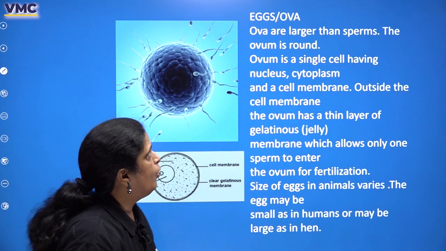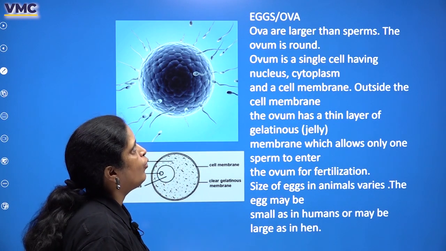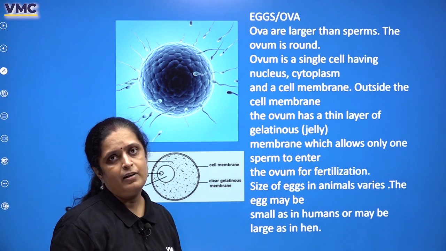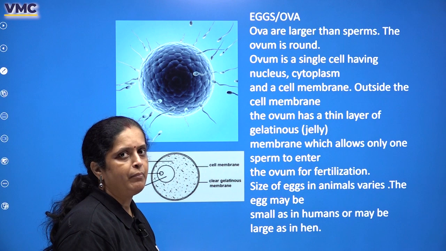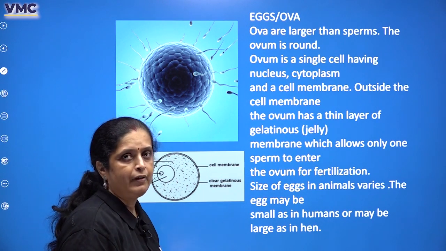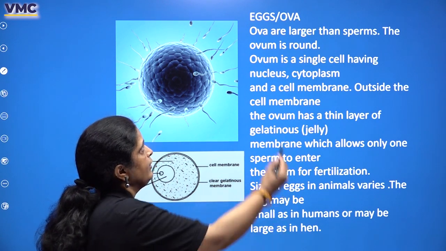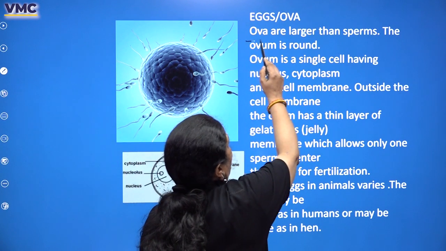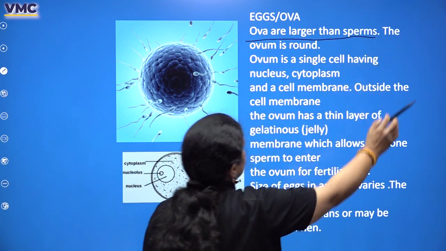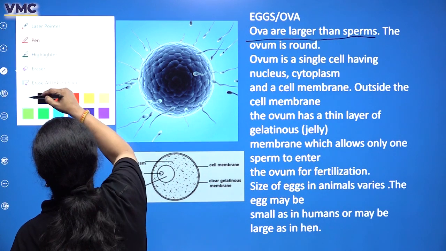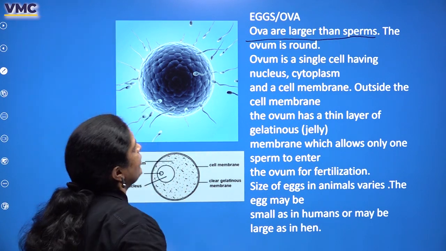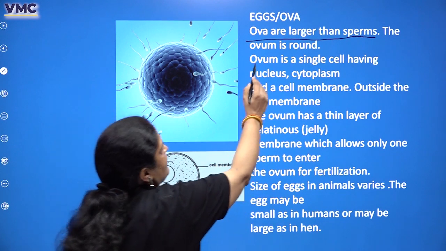Now the female ovum, this is the female gamete, right? Very different from the male gamete in looks and the functions as well, right? The ova are larger than sperm. So sperm are smaller and ova is larger, right? Ova is bigger. Ovum is round.